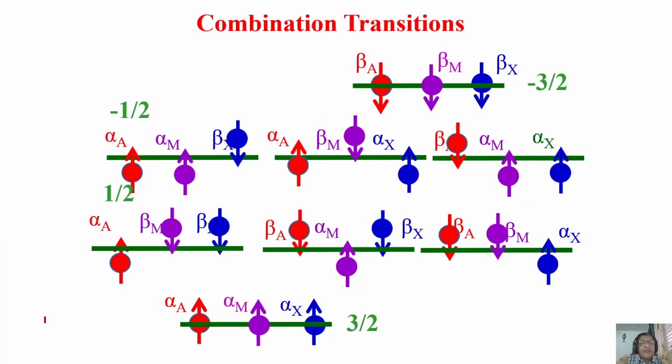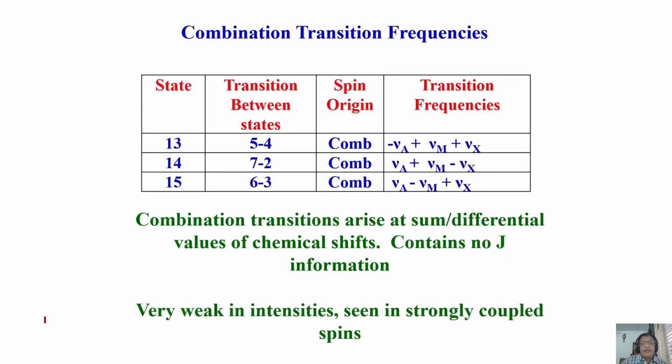In this case, not one spin, all the three spins are changing their state from alpha to beta and beta to alpha, vice versa. These are combination transitions. Three combination transitions are also there. But generally, if you calculate, you can work out the transition frequency: combination transitions arise at sum and differential values of the chemical shifts.